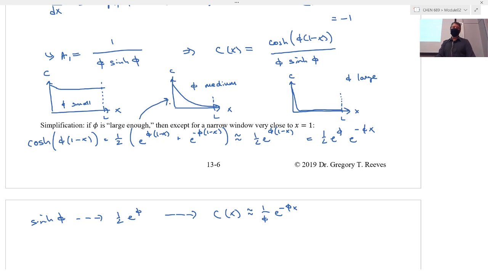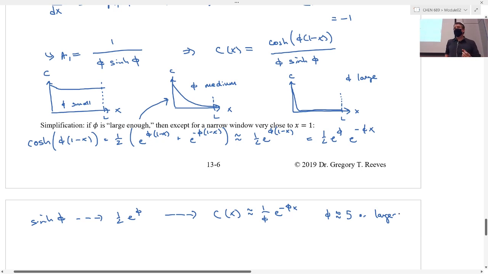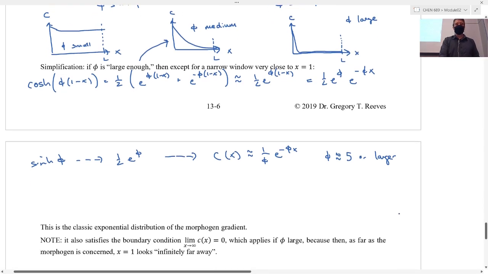If phi is too small, then this boundary starts to interfere with that, and then you kind of start to look flat, right? It doesn't decay to 0. It decays to something that's not 0. But if phi is large enough, which ends up being about 5 or larger, roughly. Maybe 3. 3 might qualify, but kind of in that range. Okay, and this is the classic distribution of the morphogen gradient, e to the minus x, right?